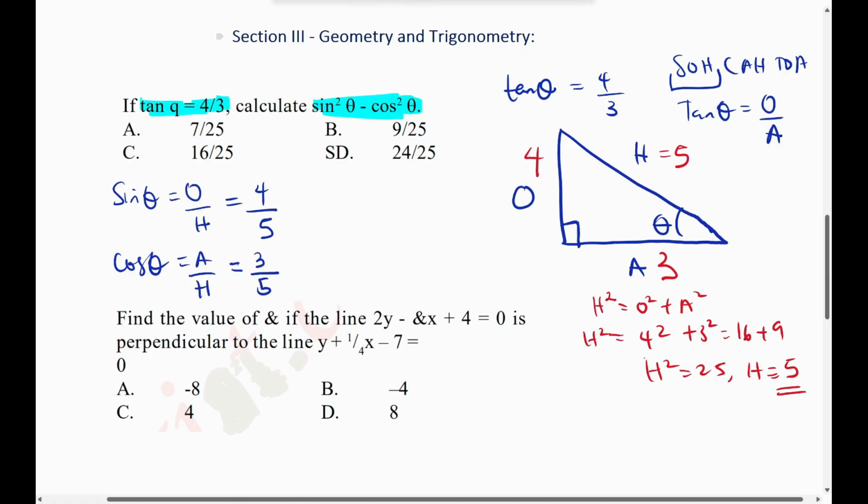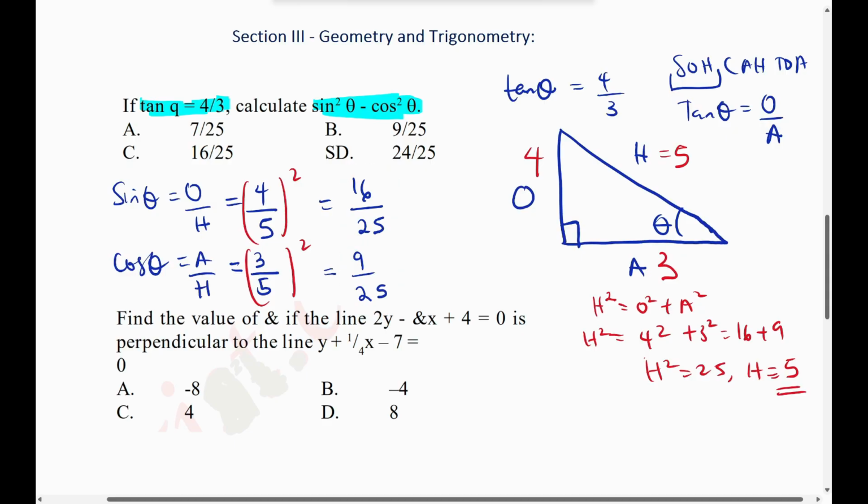Now the question says square, don't forget, right? It says square. So we need to square this and this. So we're going to have 16 over 25 and then 9 over 25. All right, so sine squared minus cos squared just means 16 over 25, take away 9 over 25.